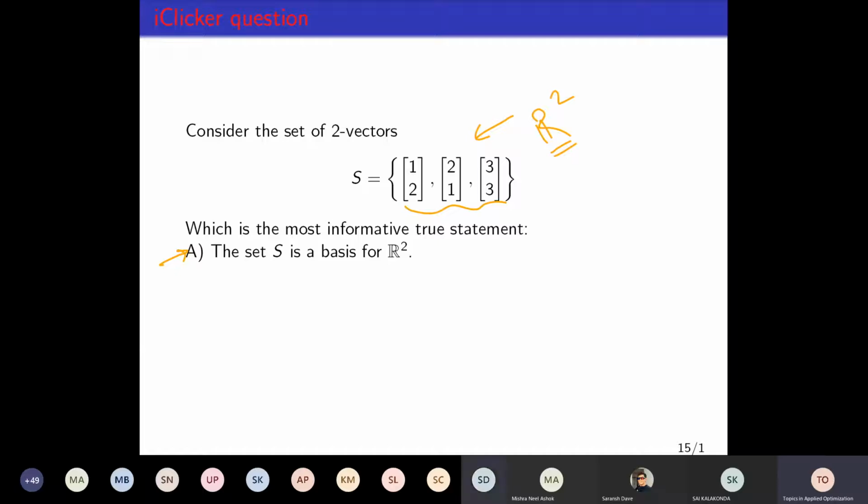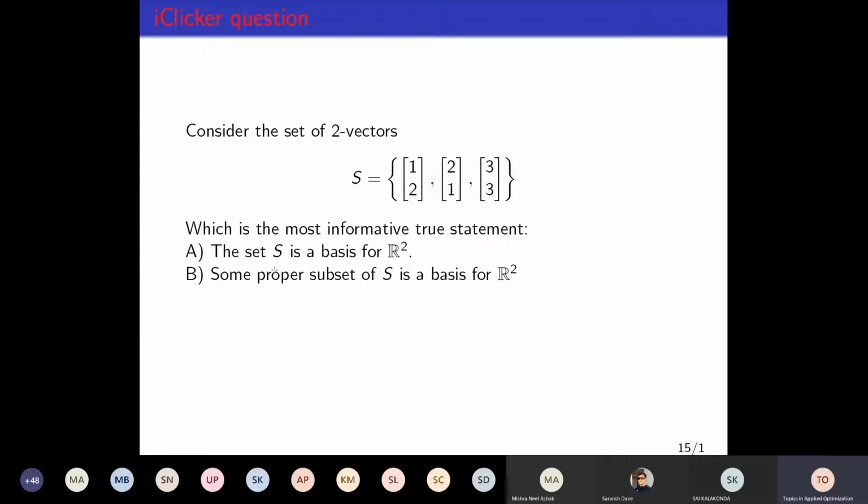No, because for a basis, it must be linearly independent, right? So clearly it is not a linearly independent set because, as I said, three two-dimensional vectors cannot be independent. So it is not, because for a basis the set S must have been linearly independent, which it is not. Next option: some proper subset of S is a basis for R2. Do you agree?